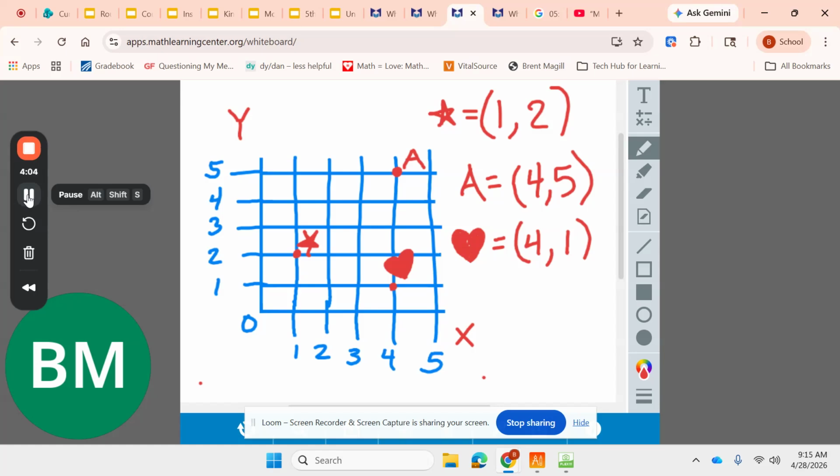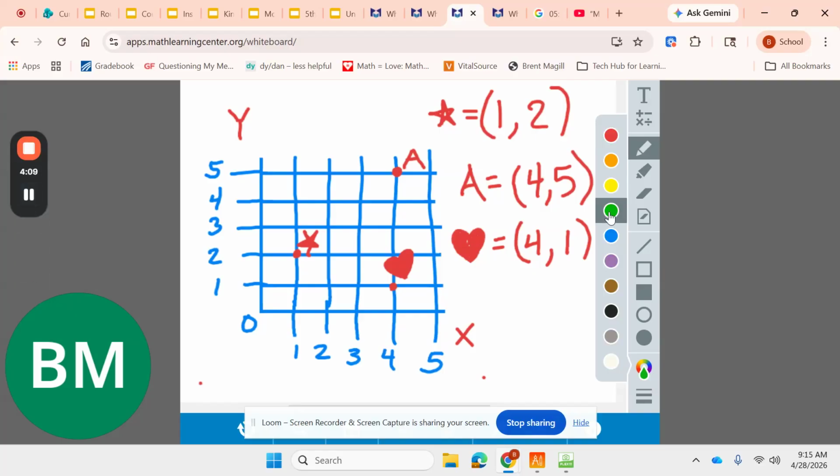Sometimes you might have a point on one of the axis lines. So that's something that we could go over as well. So if I have a green circle, where would that be if I said it's at 0, 2? See if you can find that on the coordinate grid. Think about it and go ahead and plot it.